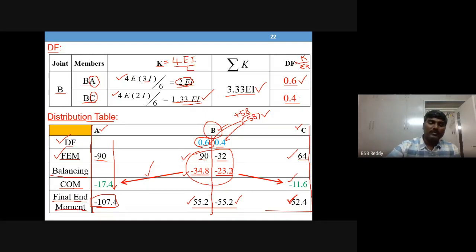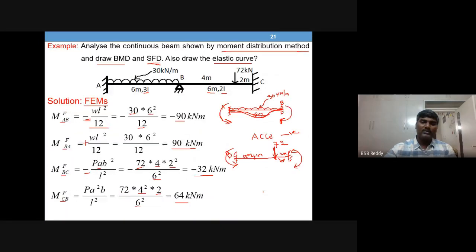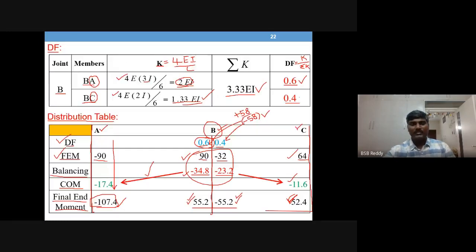So these are all the end moments: MAB, MBA, MBC, MCB values. This is how we complete the moment distribution process. With this, we have completed moment distribution, and we are still pending to draw the BMD and SFD. We will take this up in the next session. Right. Thank you.